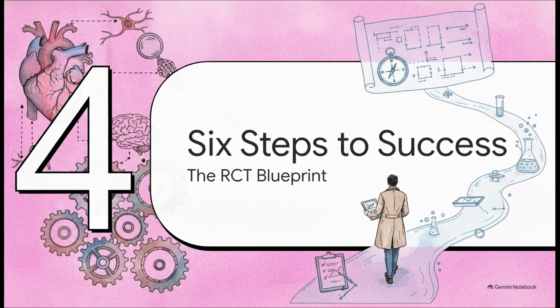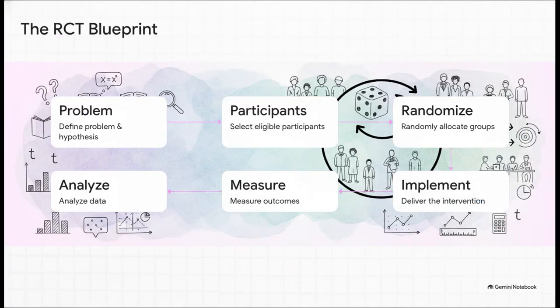Section 4, 6 Steps to Success, the RCT Blueprint. Let's transition from the anatomy of the tool to how an investigator actually wields it in the real world. Here are the 6 sequential steps to pull this off successfully. Step 1. Define a clear, measurable problem and formulate your hypothesis. You can't just vaguely say, I want to improve education.